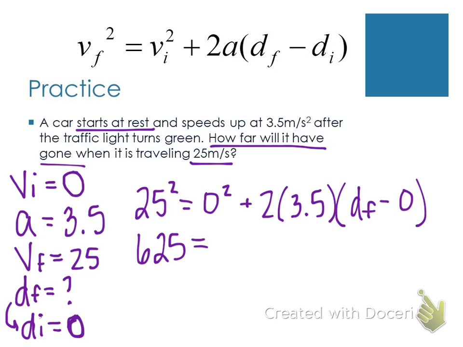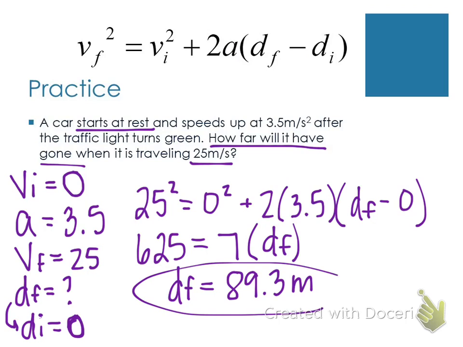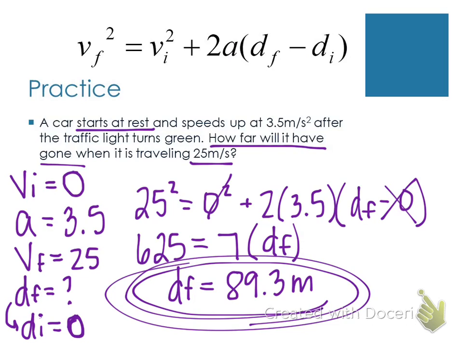Okay, since this is 0, we can drop that. 2 times 3.5 is 7 times distance final, right? We're multiplying all those terms together. So then we're just going to divide over by 7 to get distance final. That leaves me with 89.3 meters. Okay?